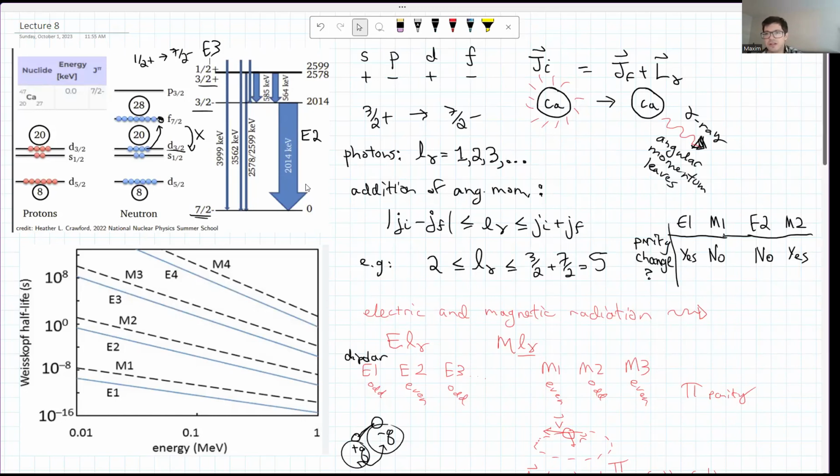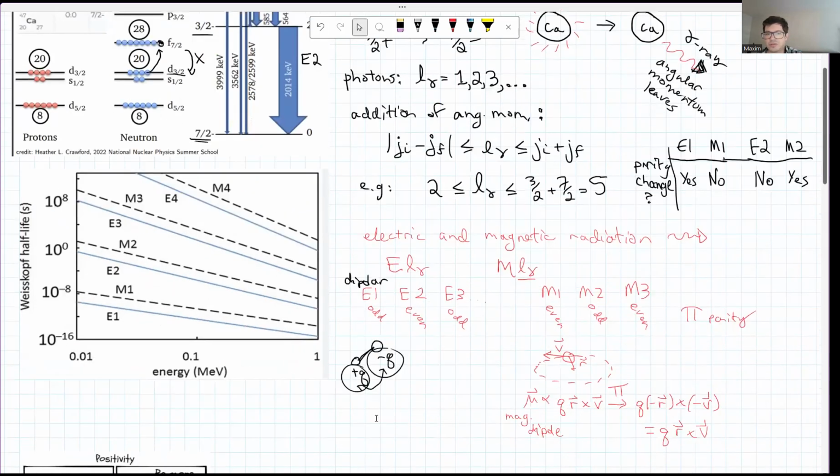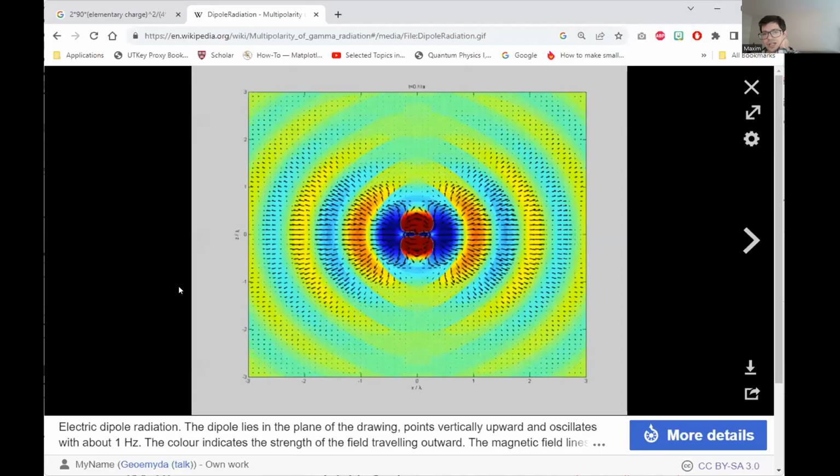But for most of the class, I wanted to discuss not gamma radiation, which I think will lead us too far into the weeds of electrodynamics and so forth. Oh, by the way, I wanted to show you a picture of dipole radiation just so you see what it looks like. This is electric dipole radiation.